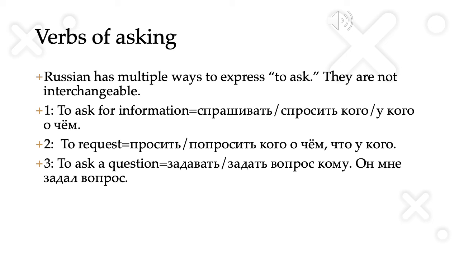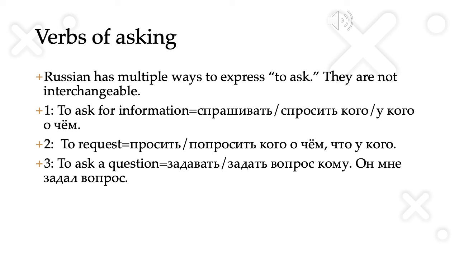But what if we're not asking for information? What if we're making a request? In that case, the verb is просить, попросить, and the person we're making the request to is in the accusative. And we can make the request about something, so о or об plus prepositional. So we can say, Я их об этом попрошу. I will ask them about this, meaning I'll ask them for this favor or I'll make this request of them.